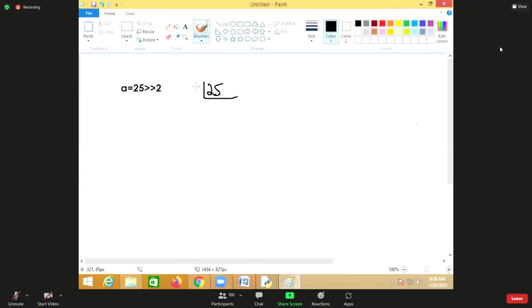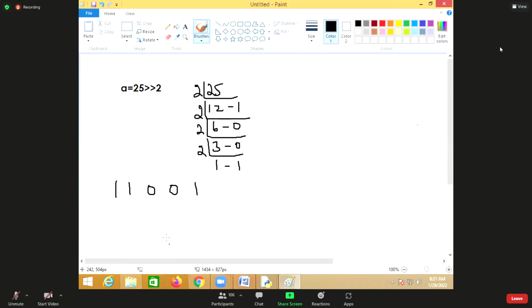Convert 25 into binary. 25 divided by 2 is 12 times, and the remainder is 1. Then 12 divided by 2 is 6, and the remainder is 0. Then 3, and the remainder is 0. Then 1, and the remainder is 1. So what is the binary equivalent of 25? 1, 1, 0, 0, 1.